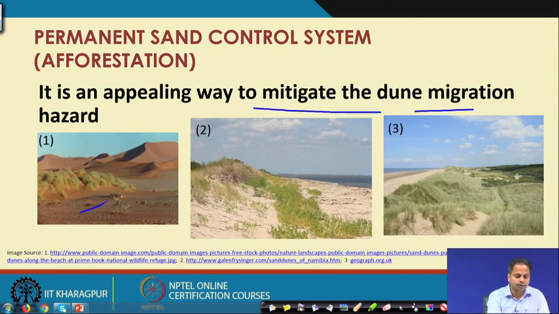This example is over the desert region, and this one is in the coastal regions. You can see that wherever vegetation is present, the soil particles can be bound together, so it can stabilize the surface condition over that region.